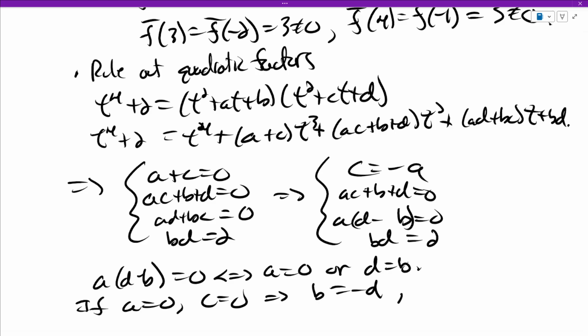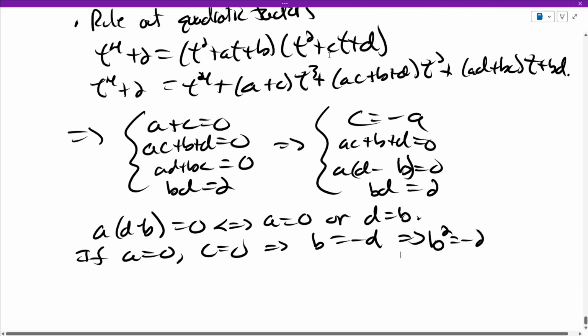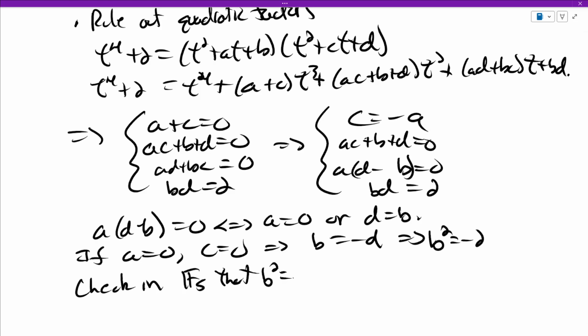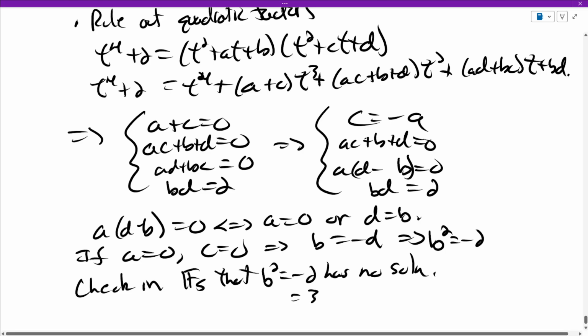This says that B squared is negative 2, this equation here. Okay, B squared is negative 2. You can quickly check in F5 that B squared is negative 2 has no solutions. 0 squared is 0, 1 is not, this is of course 3. 1 is not 3. 2 squared is 4. 4 is not 3, and you just keep going. Okay. So this cannot happen.